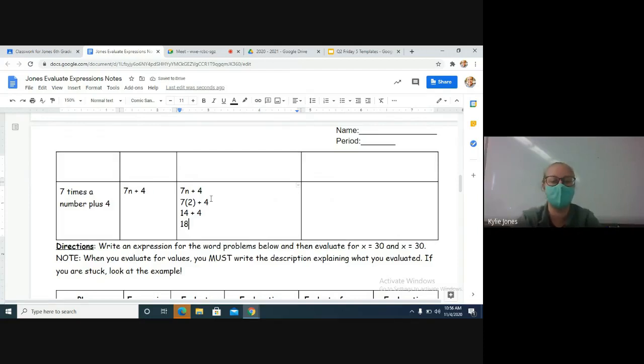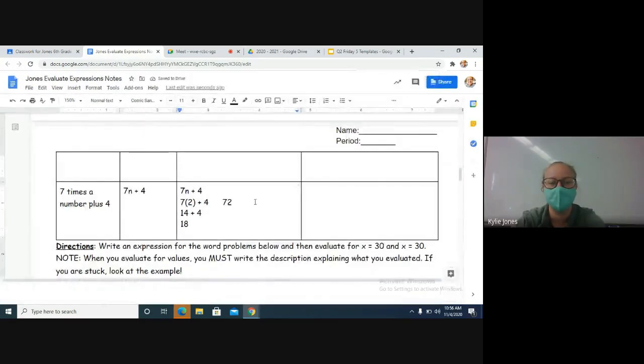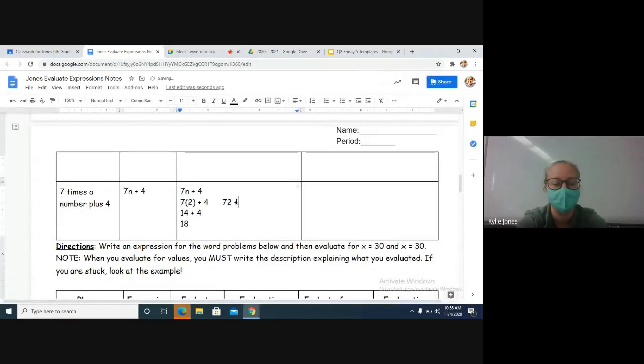Now, one of the common mistakes I see is this second line right here, where it's 7 times 2 plus 4. Like Ms. Stephanie pointed out earlier, this is not 72 plus 4. That's 76, that's not our answer. So you need to be careful with this step, that when you plug it in, you remember that you must multiply here. It's one of the biggest mistakes that we see as 6th grade teachers. Does that make sense? Okay, good.